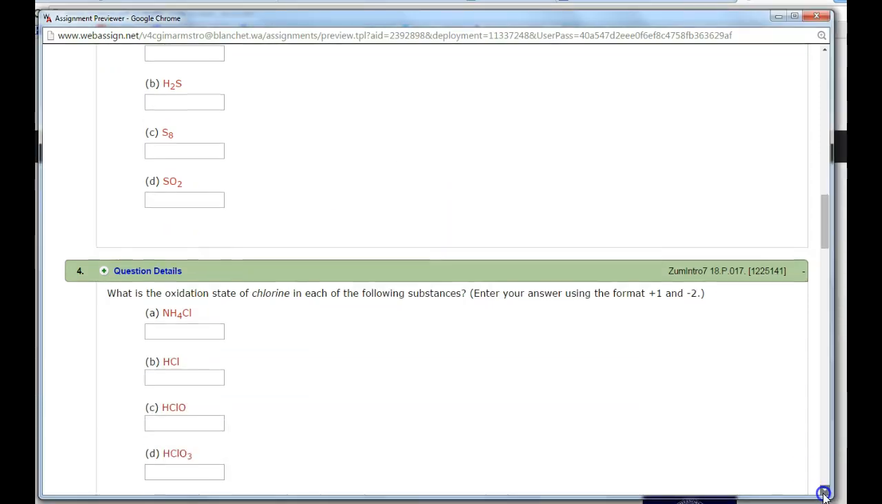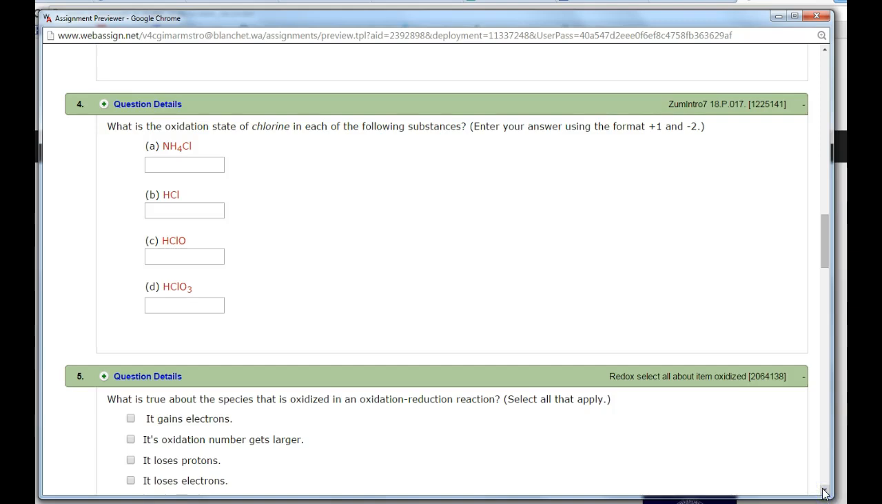Let's look at the next one. What is the oxidation state of chlorine? Who doesn't like chlorine? Let's do it in a glorious green, because I always think of green when I think of chlorine.